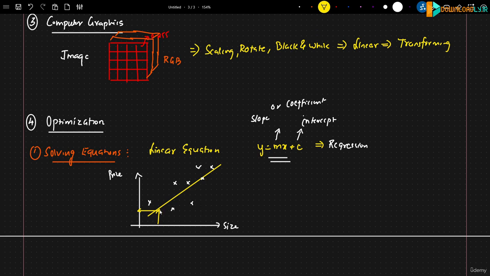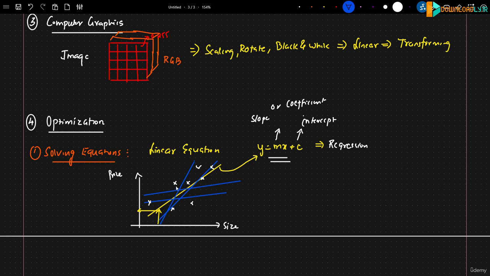If you really want to create this line, this is the equation of the line. For this line, you need to have the right m value and the right c value. Otherwise, you can create a line in this way also. You can create the line in this way also. Why did I select this line only?